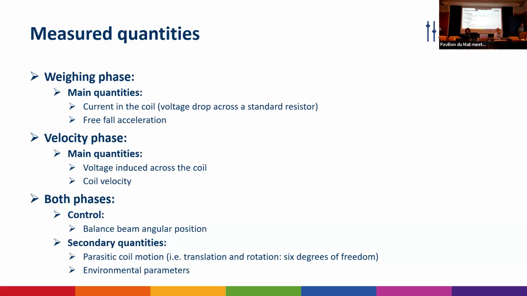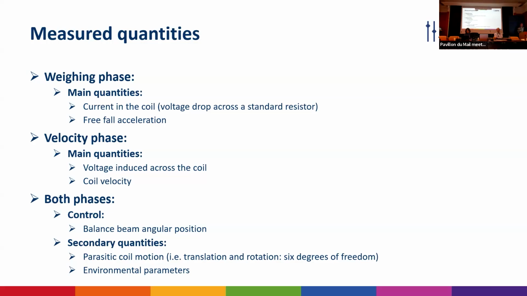During the velocity phase, we are going to measure the voltage induced across the coil and the velocity of the coil. And for both phases, we need several kinds of measurements. Some for the control. For example, we have to control the angular position of the beam balance, which is one of the important things in the control.